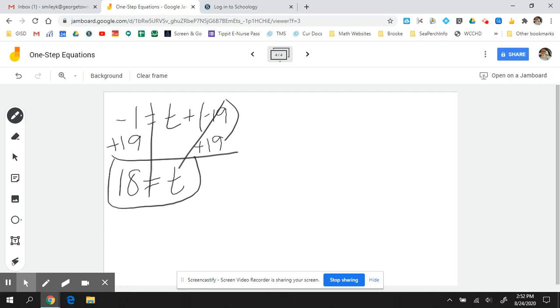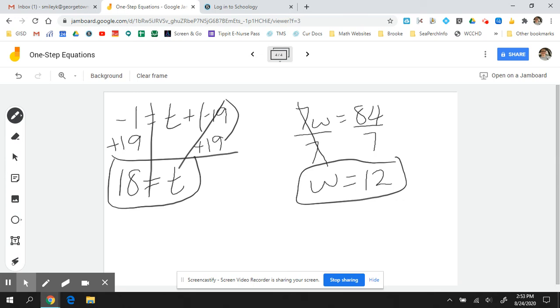Okay. Let's move on to multiplication and division. So if I have 7w equals 84, 7 times some number w is going to equal 84. So they're multiplying. If a number and a letter are touching like they are right now, you're going to multiply. So in order to do the opposite, you're going to divide. I'm going to show that by basically making a fraction. 7 divided by 7 is 1, and that's how we get our variable by itself. 84 divided by 7 is 12.